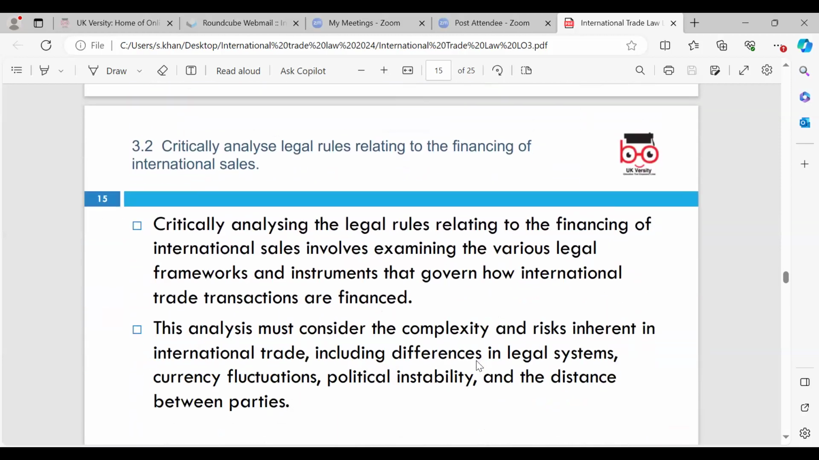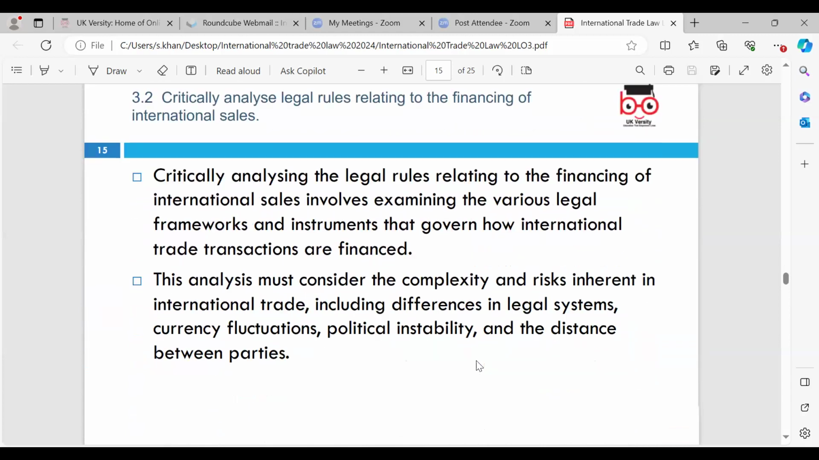3.2, critically analyze legal rules related to the financing of international sales. Critically analysing the legal rules related to the financing of international sales involves examining the various legal frameworks and instruments that govern how international trade transactions are financed. This analysis must consider the complexity and risks inherent in international trade, including differences in legal systems, currency fluctuations, political instability, and the distance between parties.